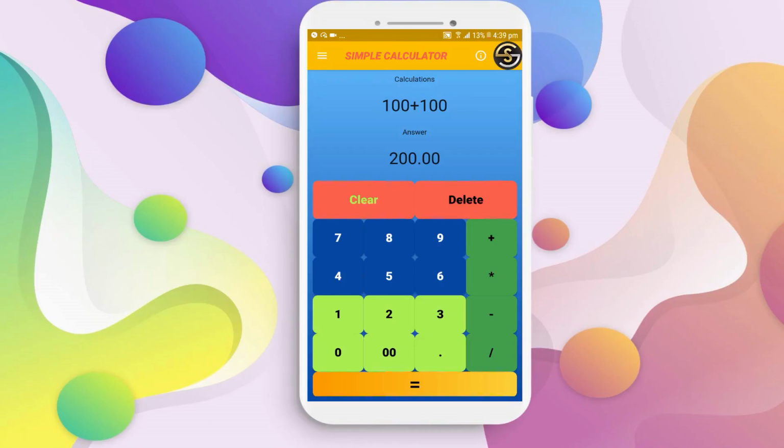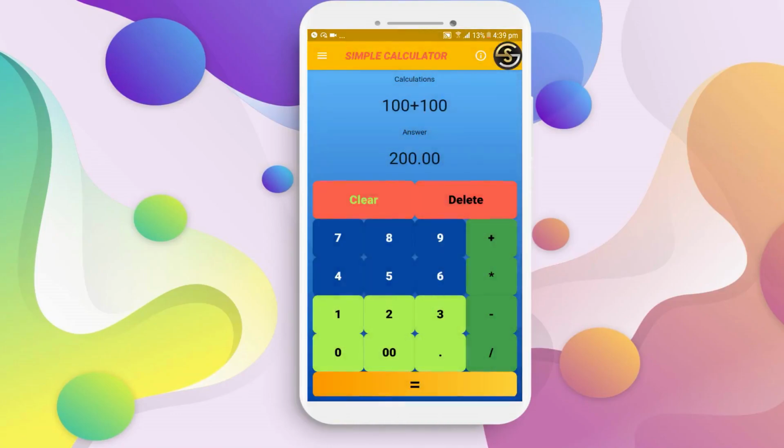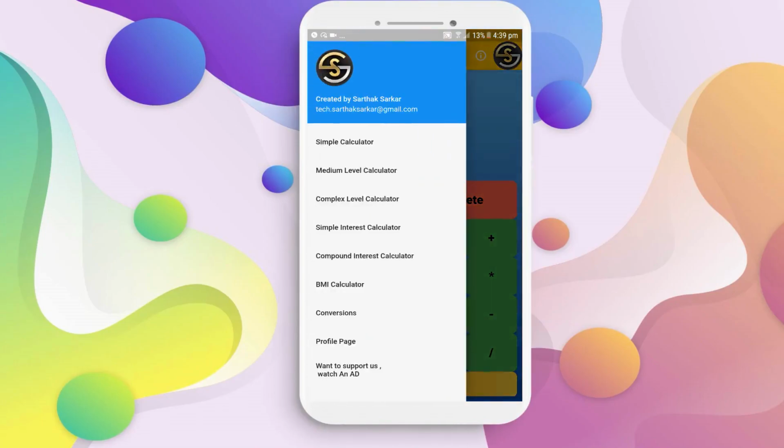If we swipe from the left of the screen, we are going to get our application drawer. There is another way to open this on the top left with the 3 lines, or the application drawer button. If we click on that, it will open the same application drawer, where you can see all of the different calculations and the conversion page that we have offered in our application.